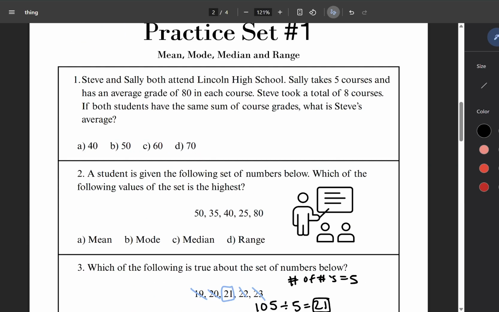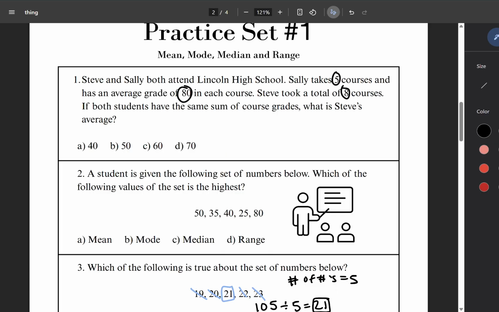And let's do one more problem in this worksheet. So let's do number 1. Steve and Sally both attend Lincoln High School. Sally takes 5 courses and has an average grade of 80 in each course. Steve took a total of 8 courses. If both students have the same sum of course grades, what is Steve's average?